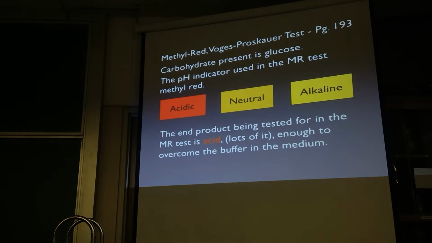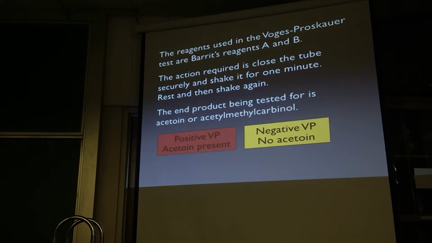This is kind of showing you the color that you can expect with the methyl red indicator. Red is acidic, neutral or alkaline is yellow. What's irritating about the methyl red test is when you get tubes that are orange, and it's like, how do you read that? They're producing some acid, but maybe not enough to be positive.